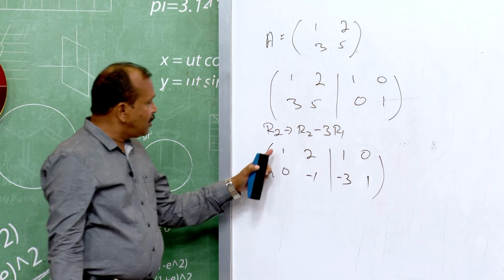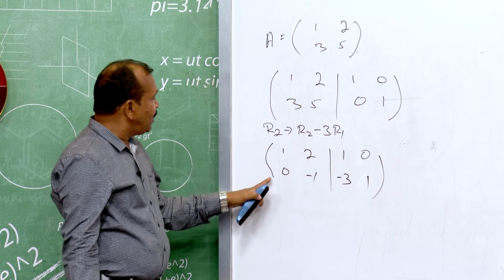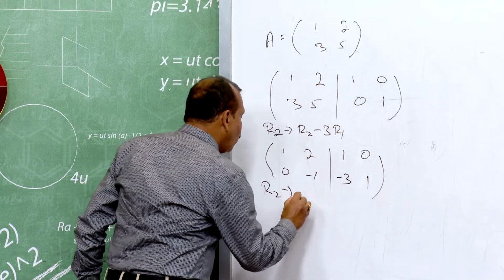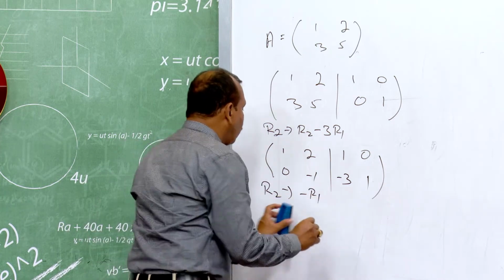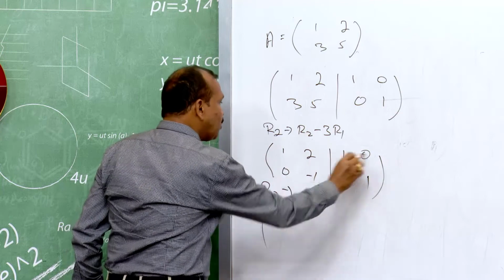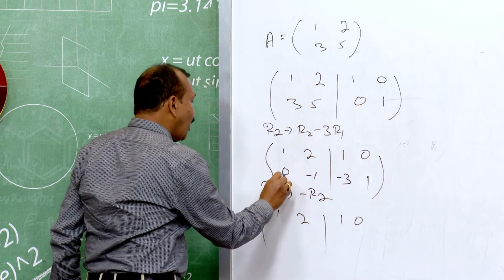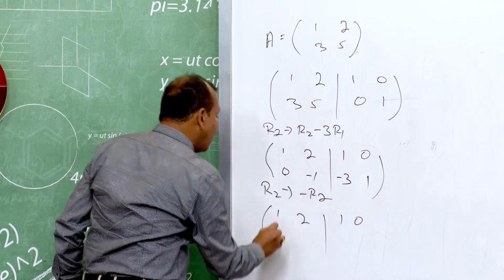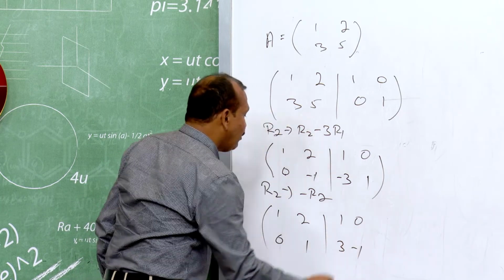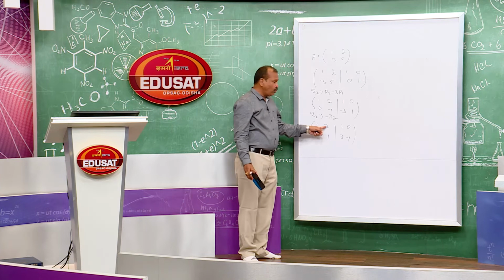Now we try to convert this term to 1. Then we have to multiply R2 by minus 1. Hence R2 changes to minus R2. The first row remains unchanged, 1 2 1 0. Then multiplying by minus 1, minus 2 minus 1 becomes 0, that becomes 1, that becomes 3, that becomes minus 1. Now I want to shift this 2 term to 0.